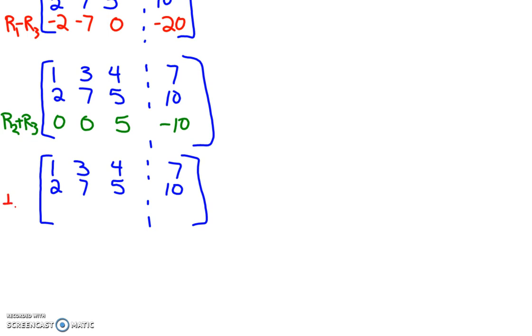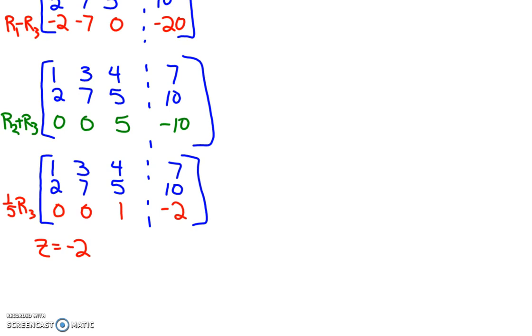All right, and so now for the last one, I am going to take 1/5 of the previous row 3. So 1/5 of 0 is just 0. 1/5 of 5 is 1, and 1/5 of negative 10 is negative 2. So now we actually have our z value. We know that z is equal to negative 2.